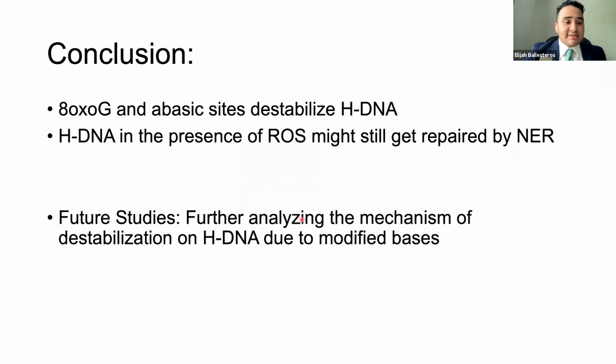So some conclusions: 8-oxoguanine and abasic sites destabilize the HDNA, and HDNA in the presence of ROS might still get repaired by NER. Future studies can further analyze the mechanism of destabilization on HDNA due to modified bases.